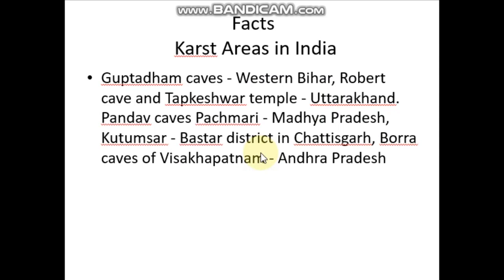Next one is the karst areas in India. In India, where can we find karst areas? Guptadham caves, situated in western Bihar. Robbers Cave and Tapkeshwar temple, Uttarakhand. Pandava caves, Pachmarhi, that is in Madhya Pradesh. Kutumsar, Bastar district in Chhattisgarh. Borra caves of Visakhapatnam, that is in Andhra Pradesh.